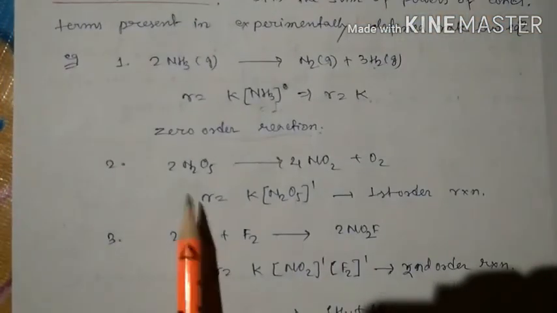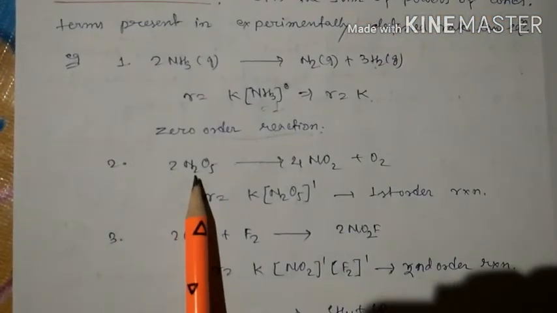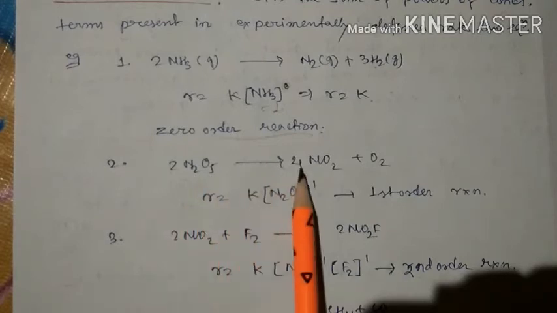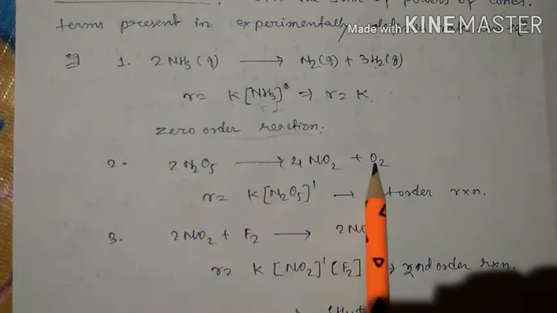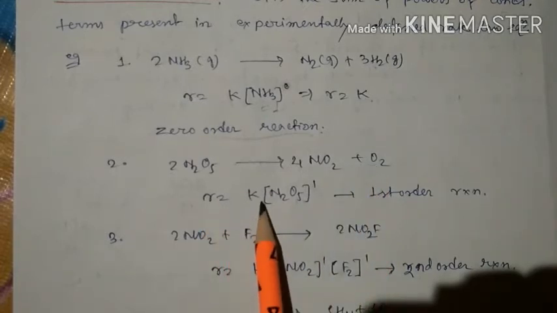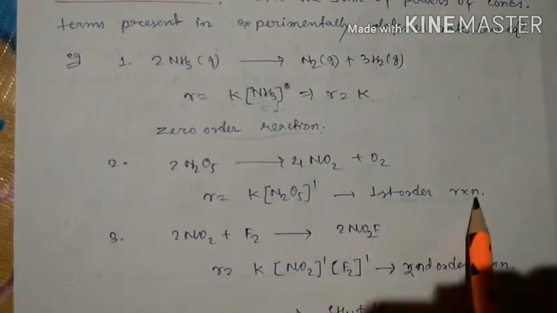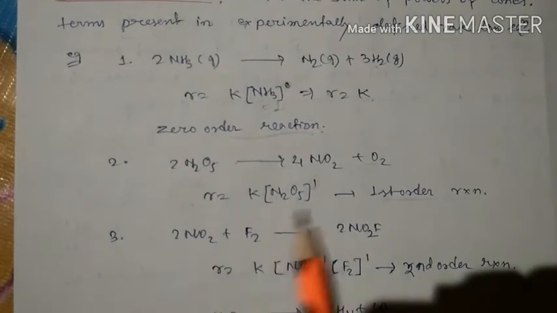Next, when 2 moles of nitrogen pentoxide dissociate to form 4 moles of nitrogen dioxide plus an oxygen molecule, the experimental reaction rate is given by K into concentration of N2O5 to the power 1. Since it is 1, the reaction is first order. That order is 1.